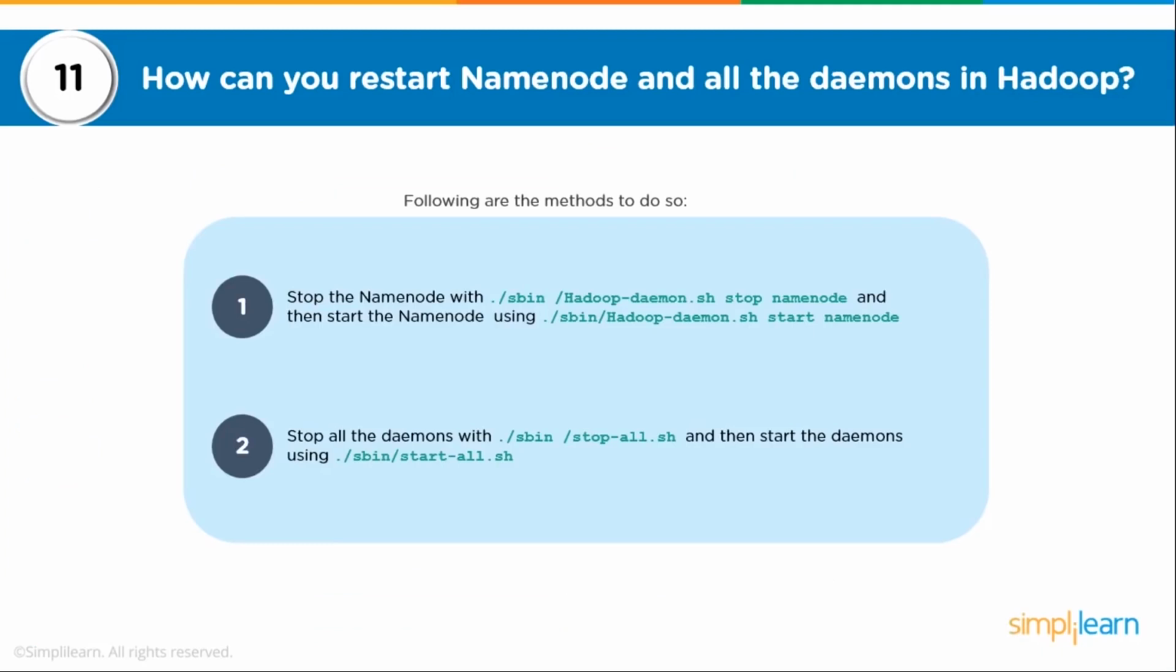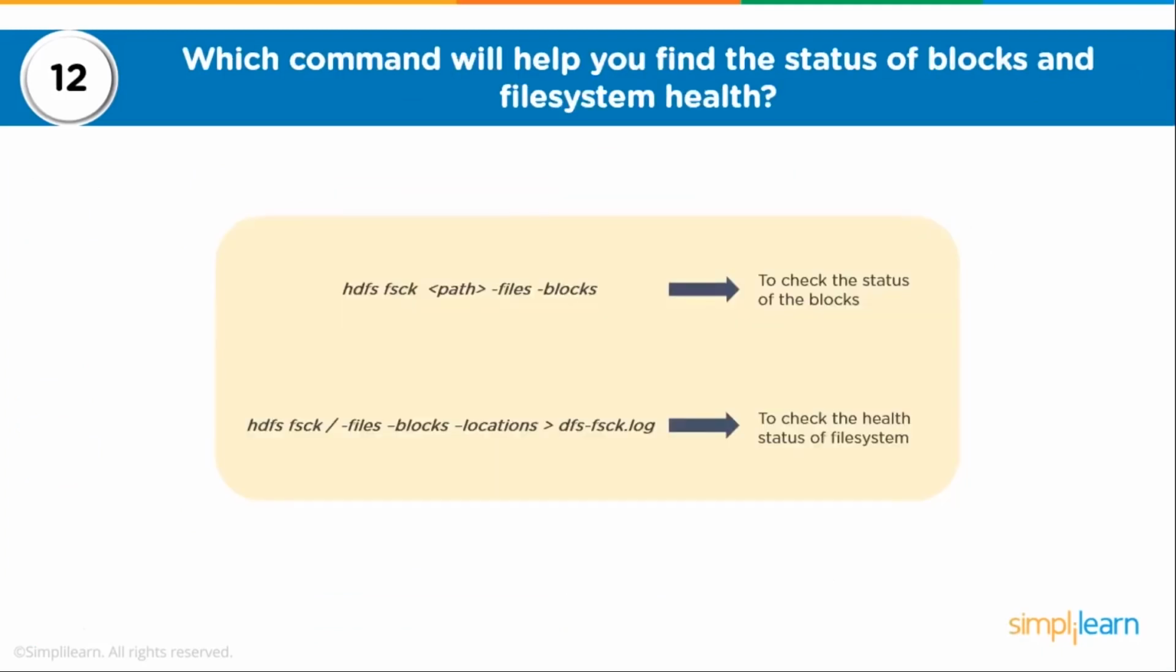Coming back, we can look into some command related questions. So which command will help you find the status of blocks and file system health? So you can always go for a file system check command. Now that can show you the files for a particular HDFS path. It can show you the blocks, and it can also give you information on status such as under replicated blocks, over replicated blocks, misreplicated blocks, default replication, and so on.